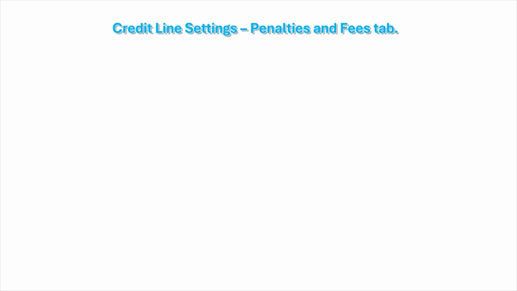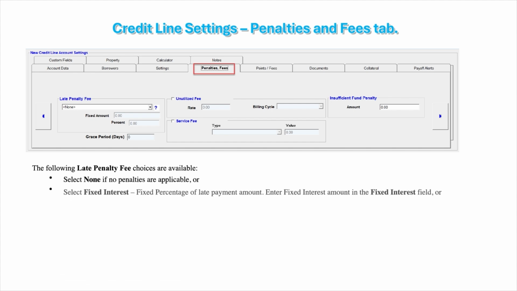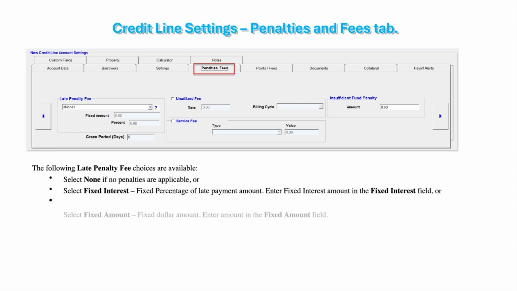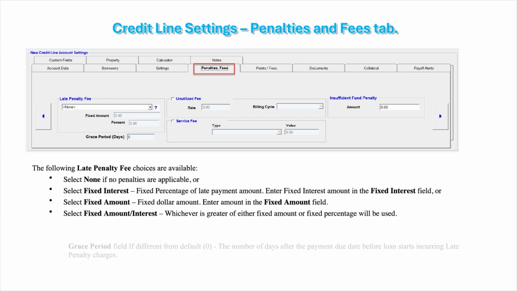Credit line settings. Penalties and fees tab. The following late penalty fee choices are available. Select none if no penalties are applicable, or select fixed interest, a fixed percentage of the late payment amount. Enter the fixed interest amount in the fixed interest field, or select fixed amount, a fixed dollar amount. Enter the amount in the fixed amount field. Select fixed amount interest: whichever is greater of either fixed amount or fixed percentage will be used.